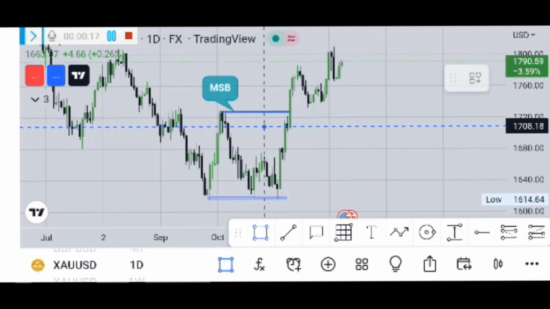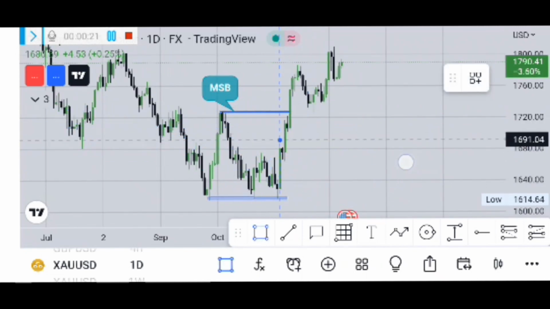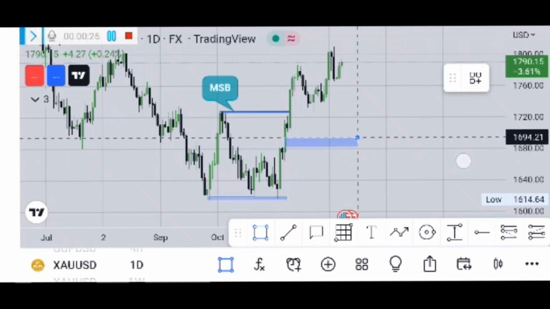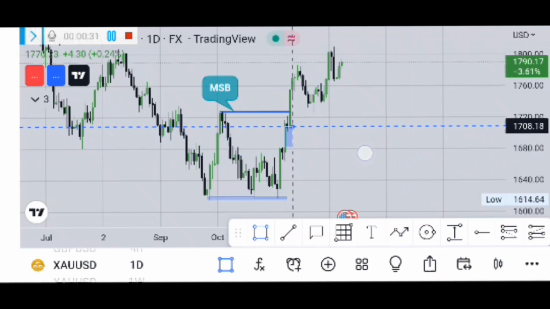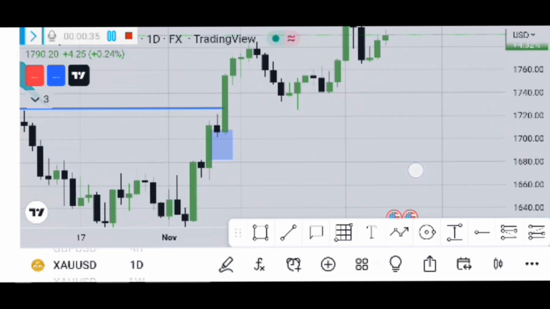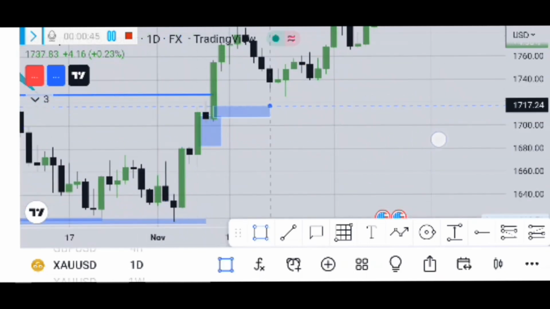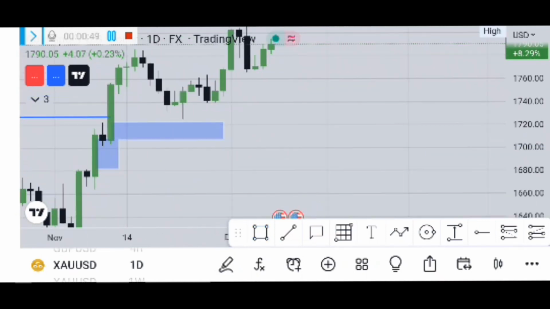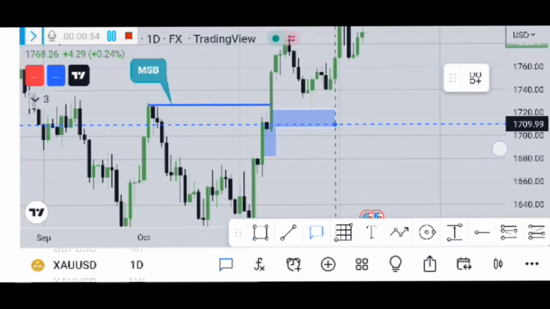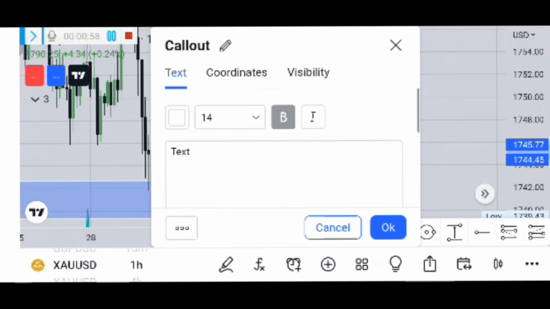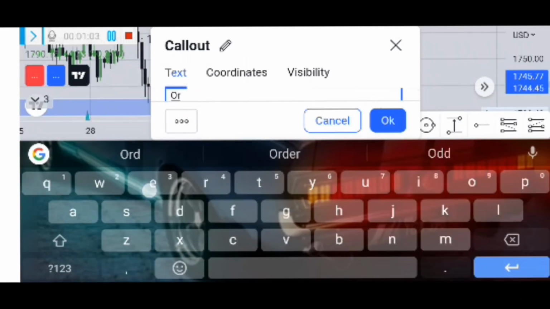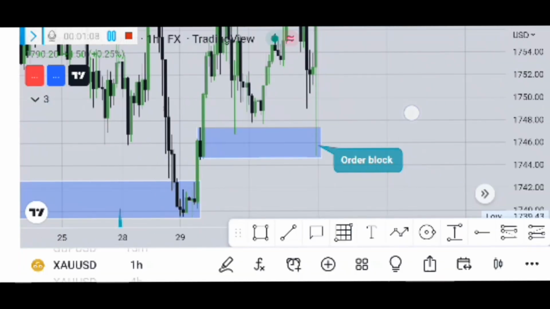Now today we talk about market structure. What is this? And market structure, how to work in the market, forex market. So let's see the breakout of market and we follow the imbalance and order block. You can see an order block is a specific type of area.